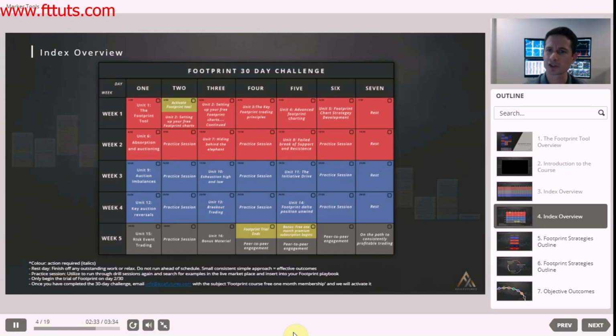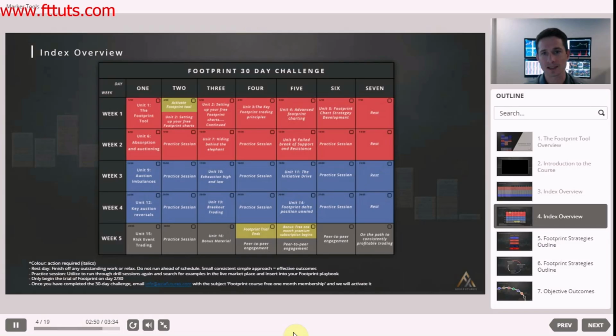The purpose of this is twofold. A lot of our streams do cover the Footprint tool in action, where you'll hear from numerous traders referencing the Footprint tool, why they utilize it, where they utilize it, what sort of trade strategies you can look out for with the Footprint tool.